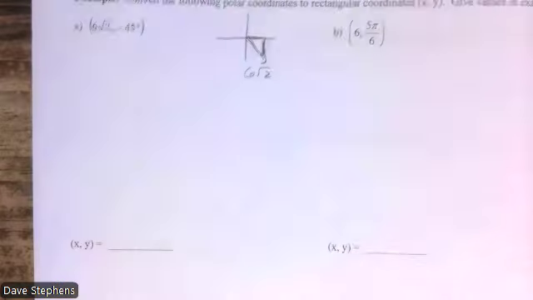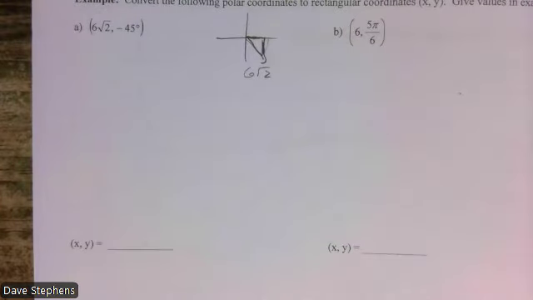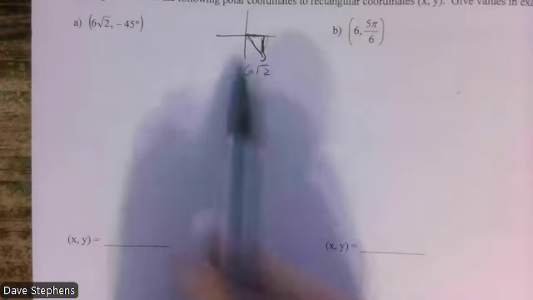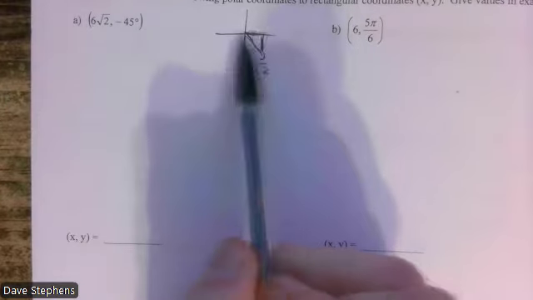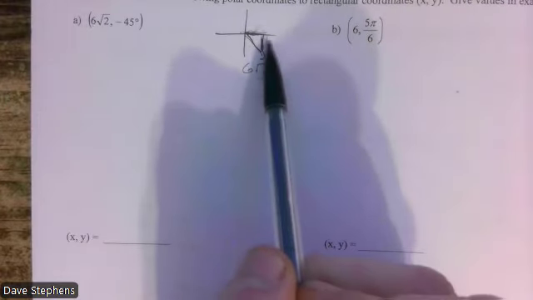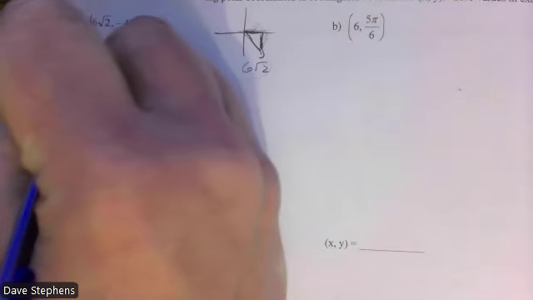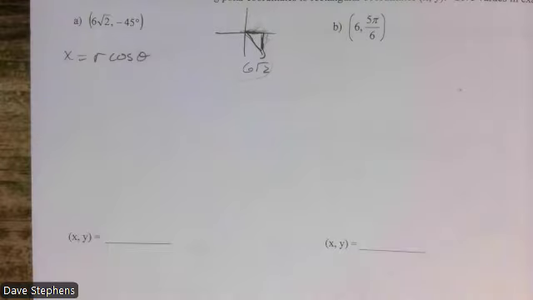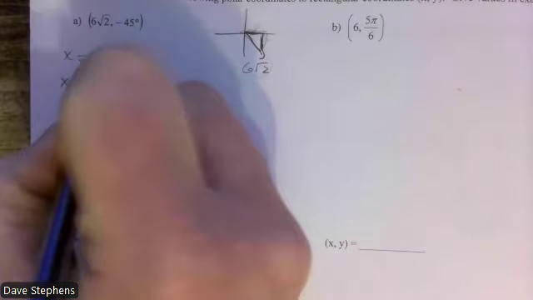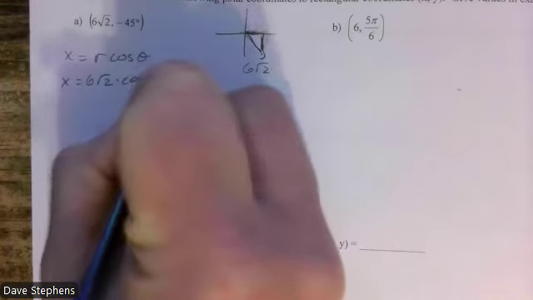So I need to figure out what my x value is and what my y value is. There's a lot of ways we could go about doing that. I know the hypotenuse is 6 root 2. So my x value would be this one, my y value would be this one. But I also know that x is equal to r cosine theta, right? So I should be able to replace that with 6 root 2 times the cosine of negative 45.